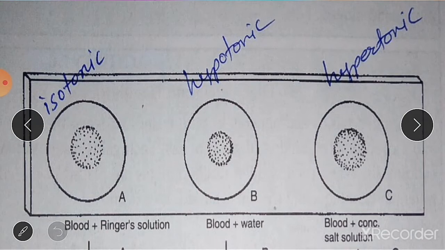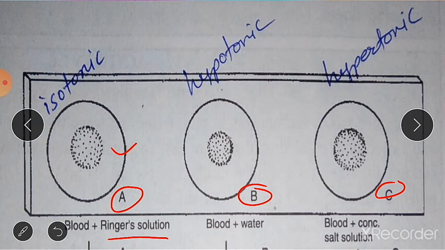Clean the ring finger of your left hand with spirit and prick it with the disposable needle available in the laboratory, and take 3 drops of blood on a plain slide as shown in the figure and mark them as A, B and C. To drop A, add a drop of Ringer solution.